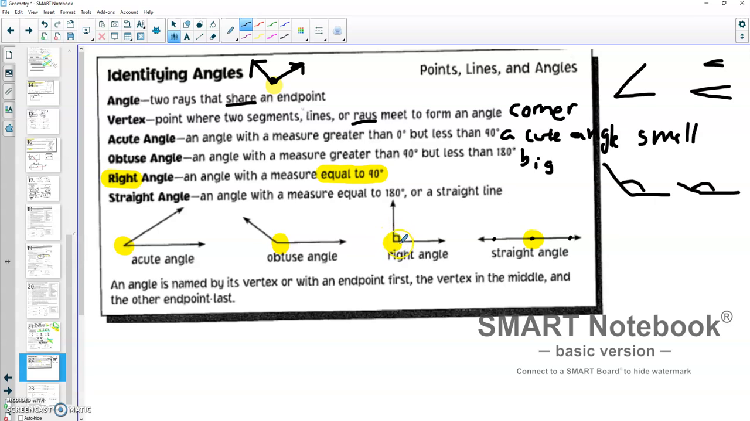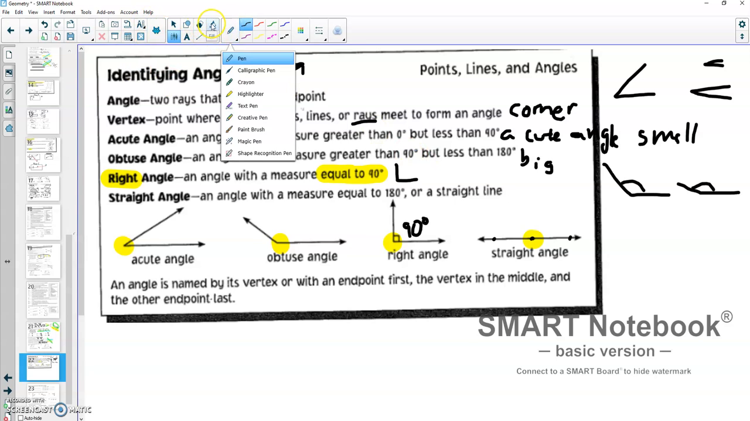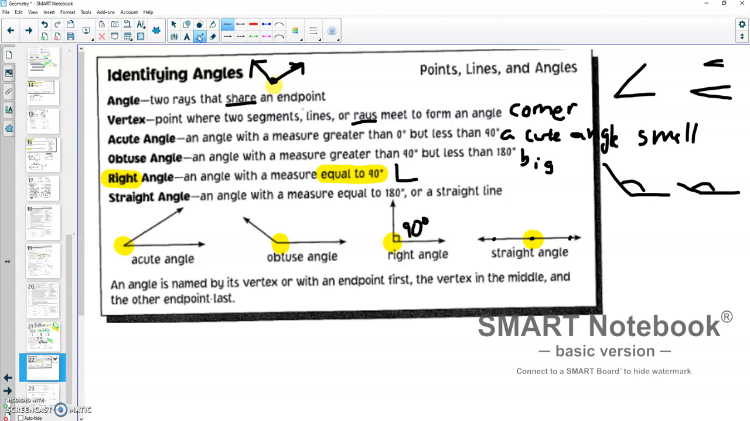We kind of went over this before. But this little box at the vertex will always tell you 90 degrees. Okay? Another way to remember it is it looks like the letter L. Okay? If you hold up your thumb and index finger making the L, that would be a right angle. Or if you use a piece of paper, any piece of paper, those corners, those are right angles as well.